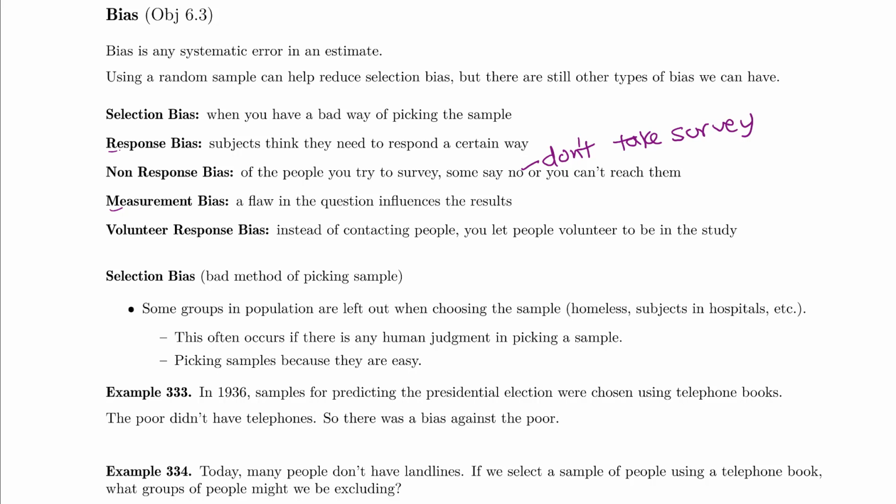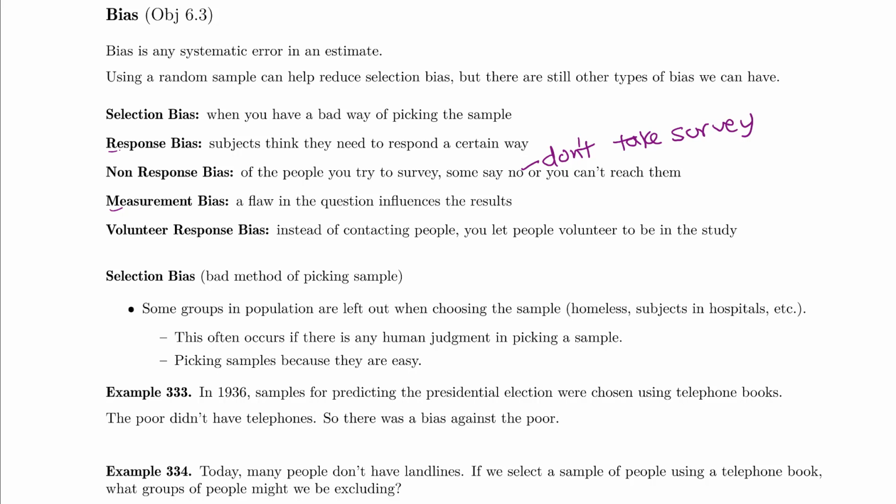Selection bias is when you have a bad method of picking a sample. Some groups and populations are left out when choosing the sample. If you go to people's houses, then you leave out the homeless. Or if you go to people's houses, then you leave out everyone in a hospital. Or we talked about how we only found the people that had telephone numbers.